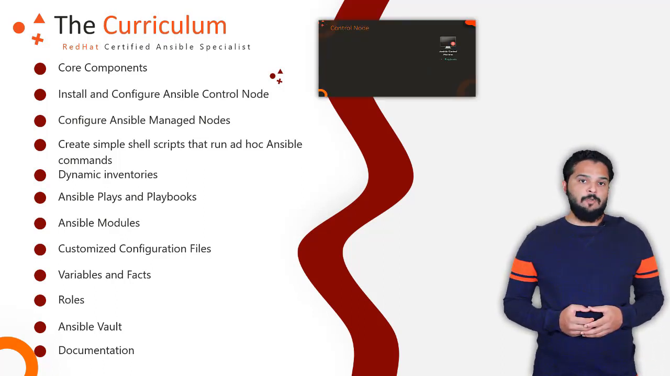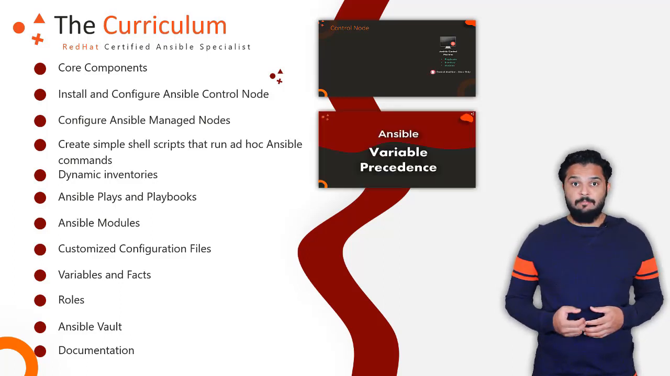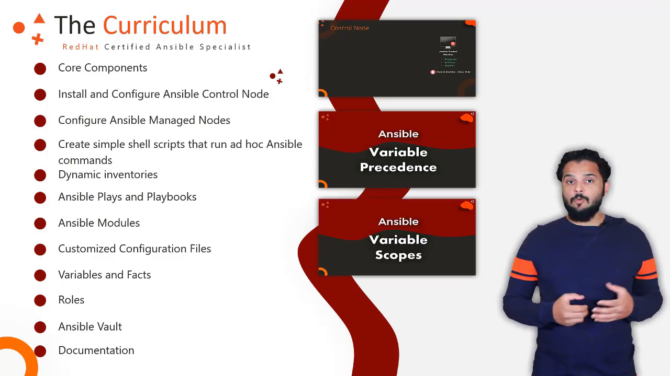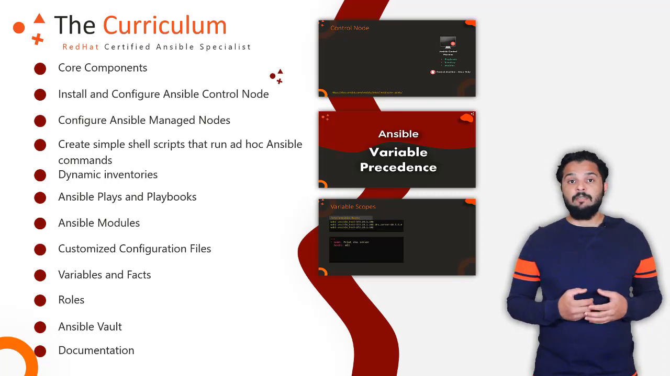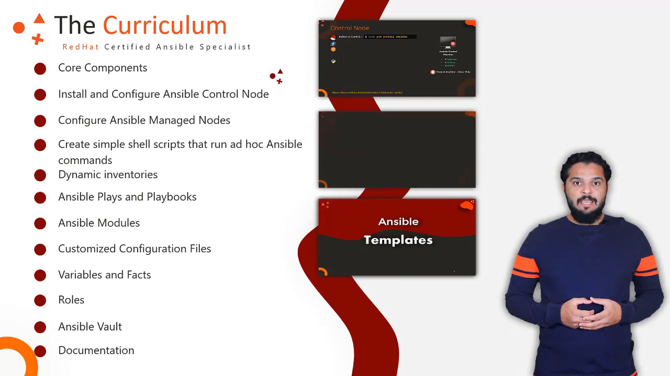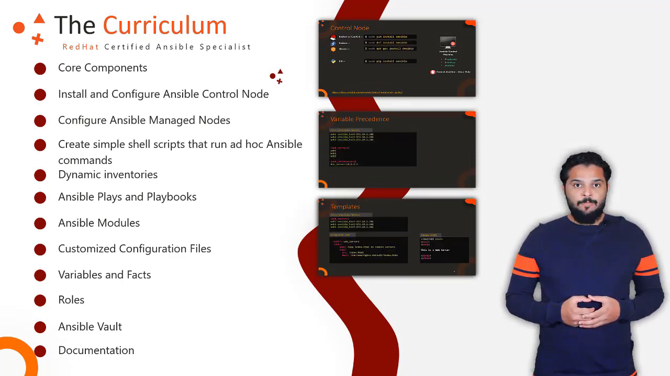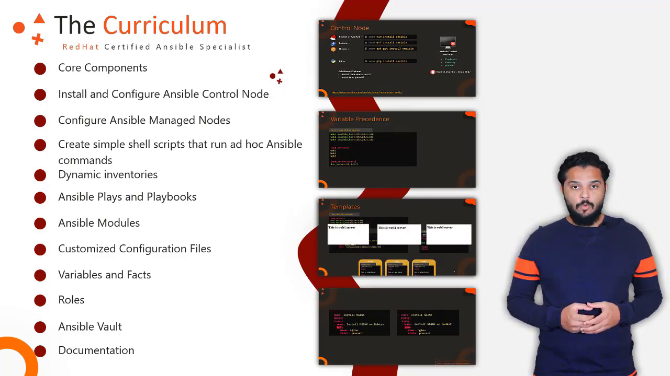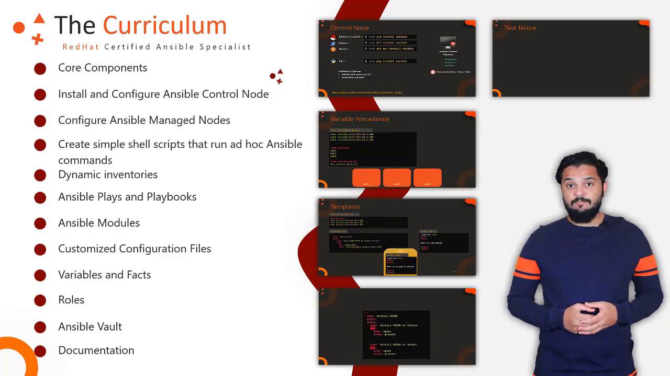In this course, we first go through the core concepts of Ansible, such as inventory, playbooks, modules, variables, and facts. We then go through a process of installing and configuring Ansible control node, followed by configuring the managed nodes. We understand how to run ad hoc commands and how to create a simple shell script with the Ansible command. We develop a lot of playbooks using a lot of different modules throughout this course. We learn about dynamic inventories. We learn about variables and facts.